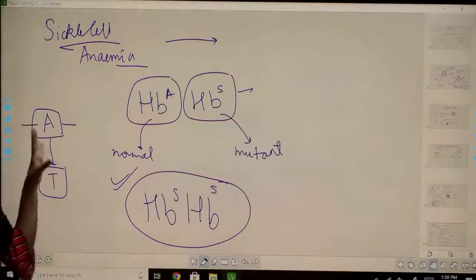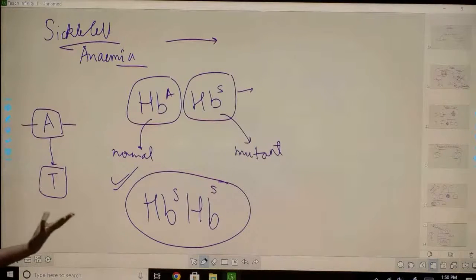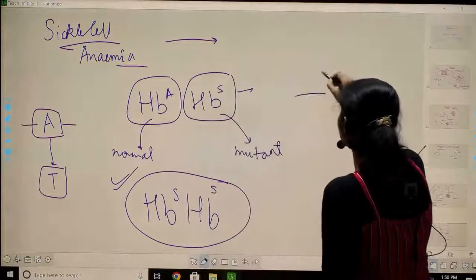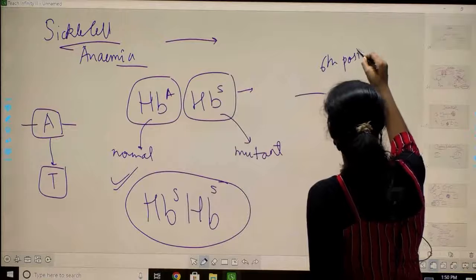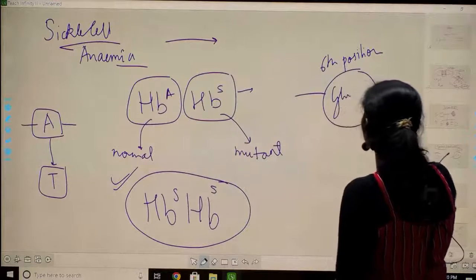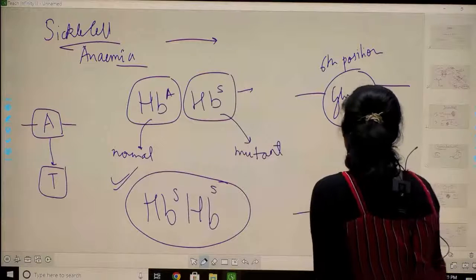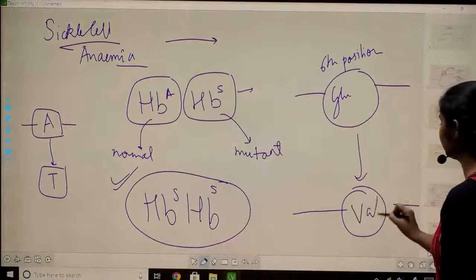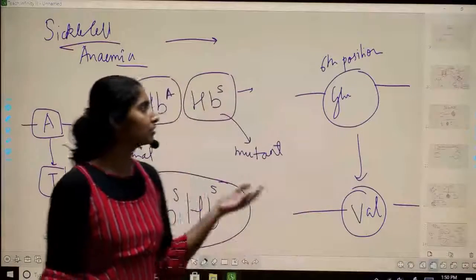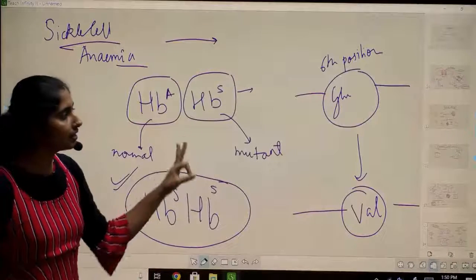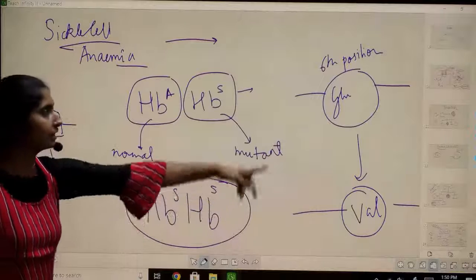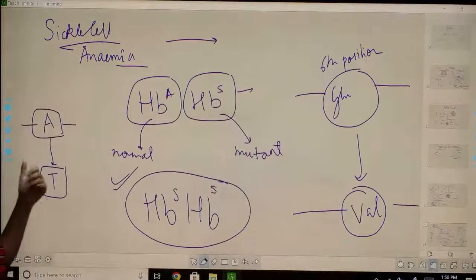As a result of this single substitution, in the beta chain protein that we are getting, in the 6th position, where naturally glutamic acid was present, now as a result of the mutation we are getting valine. Okay. So this is the molecular basis behind sickle cell anemia. So in sickle cell anemia, there is a single amino acid change at the 6th position as a result of a single base substitution.